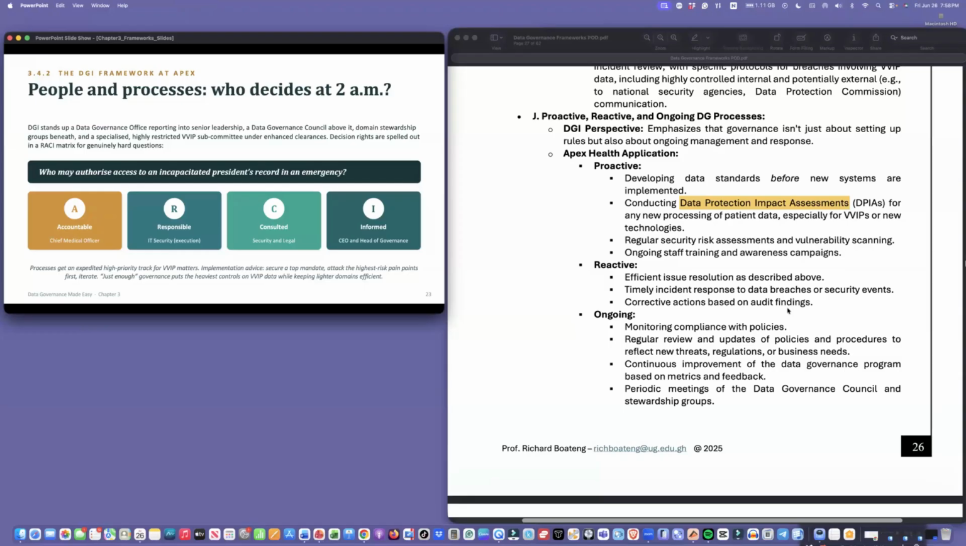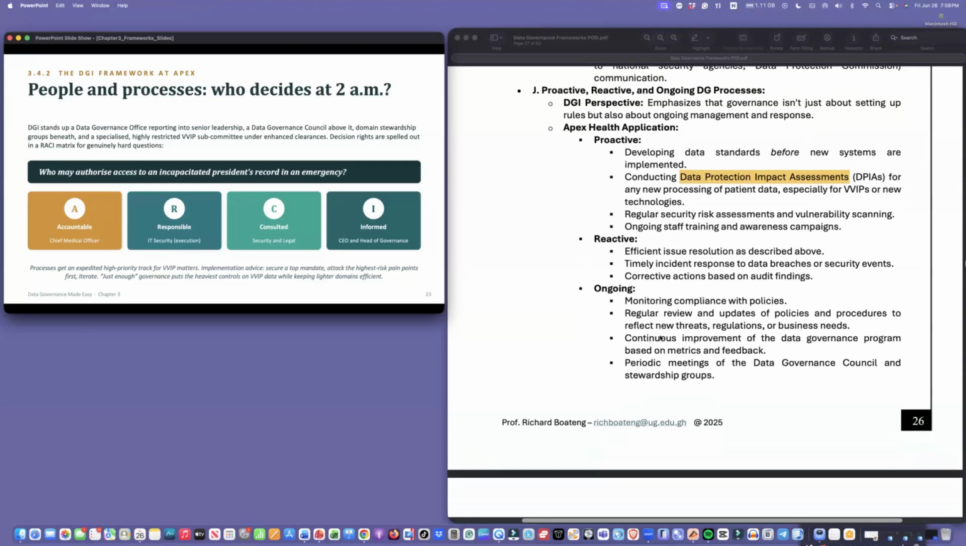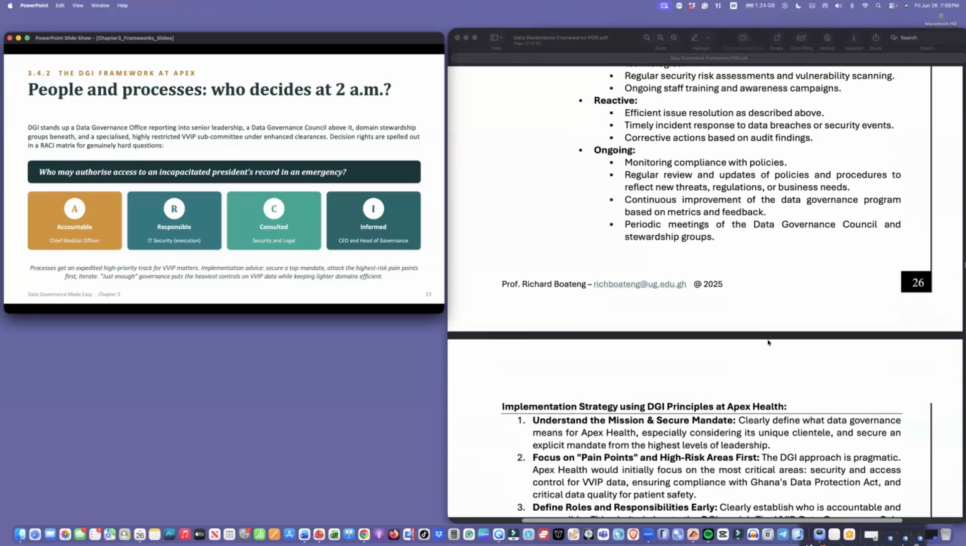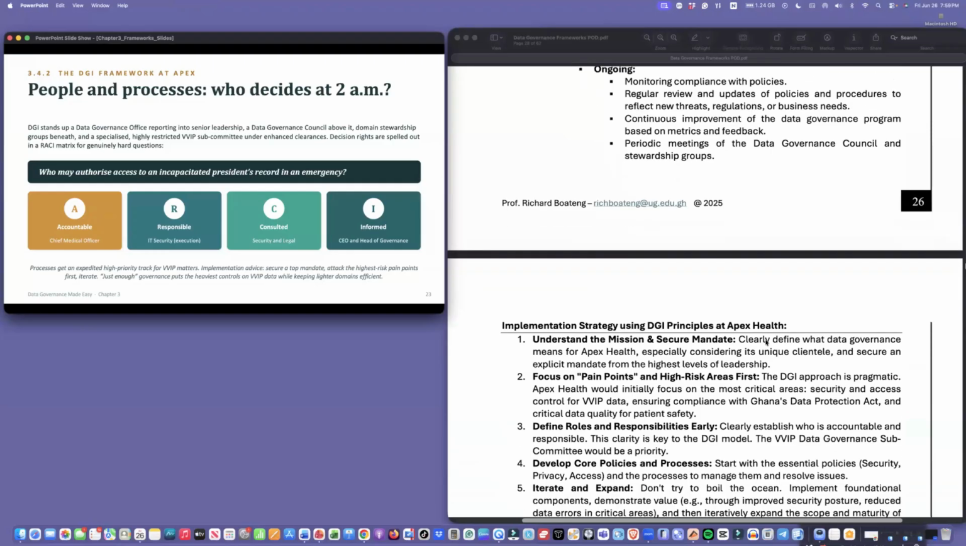Okay. Then there are also ongoing processes. Ongoing processes are things that are continuously done. They are not just done in a proactive manner. They are continuous, like regular review and updates of policies, continuous improvement of the data governance program based on the metrics and the feedback, and the periodic meetings of the Data Governance Council.